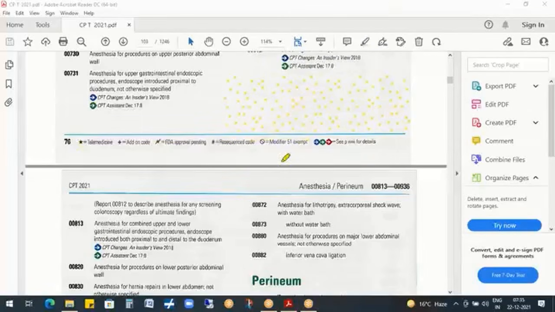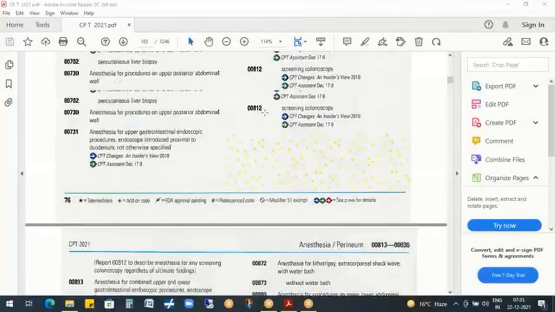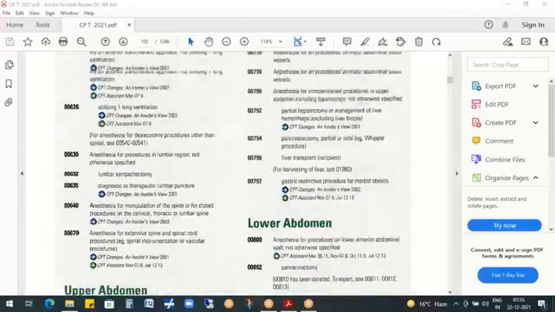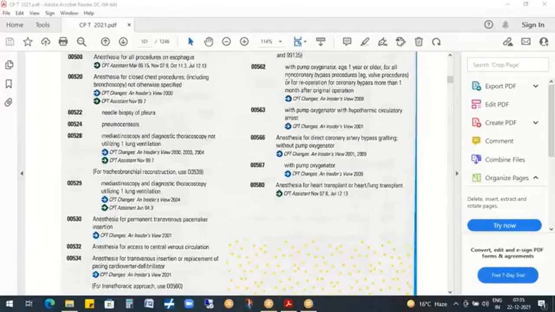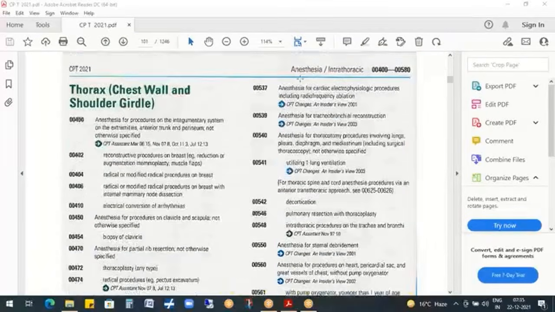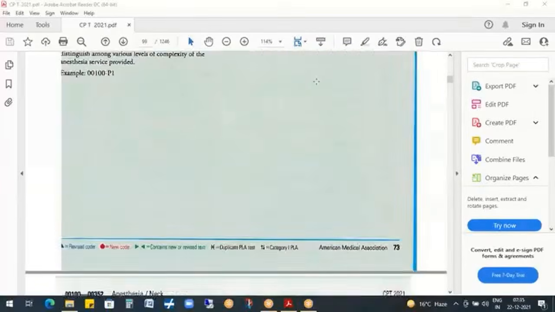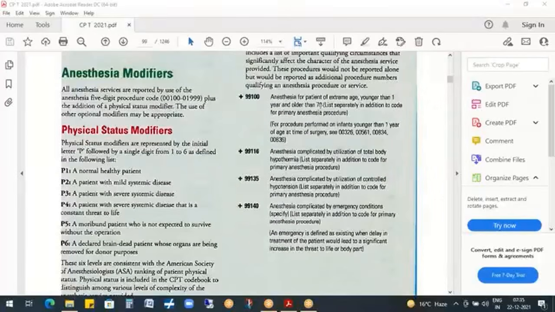Okay. Now, first point, if a plus symbol is there in front of the code, what is that code? Add-on code, sir. First point, an add-on code will never be listed as a primary code. It will always be listed as a secondary code. For example, you can see page number 73. Are you there?